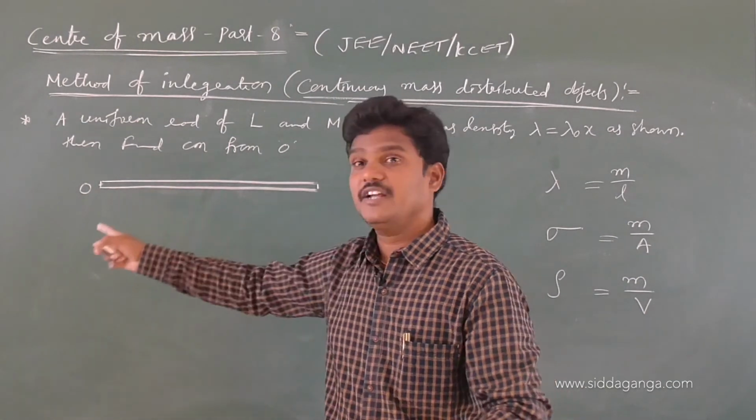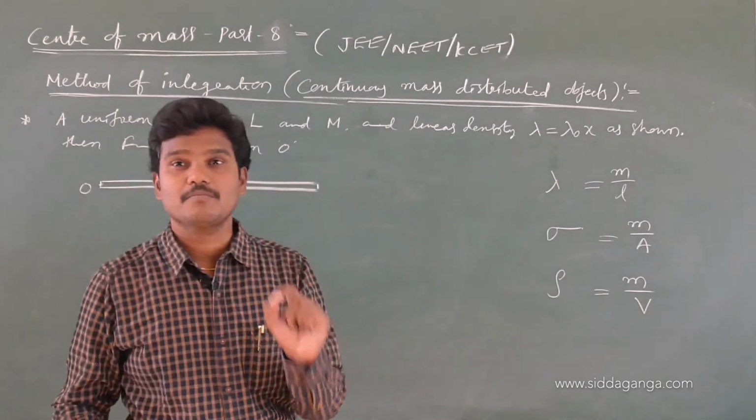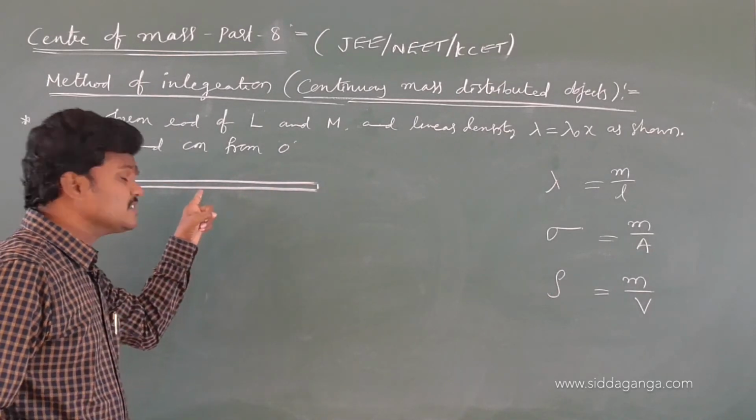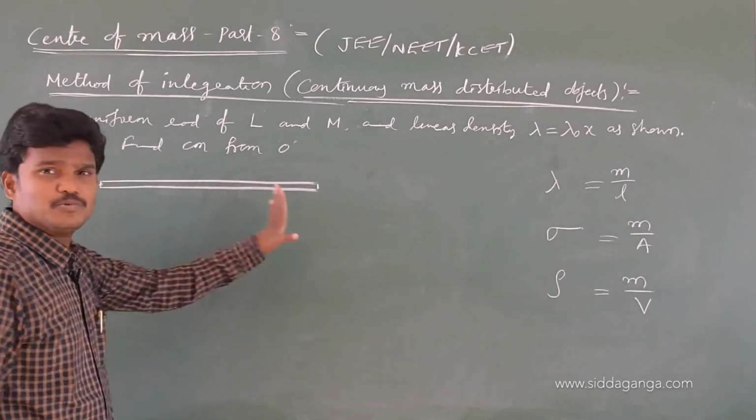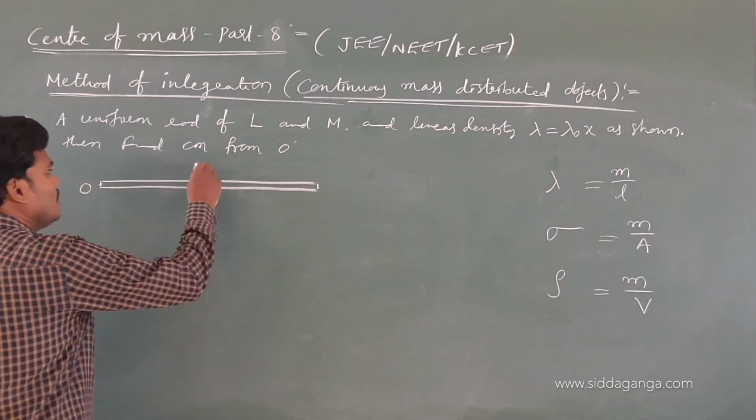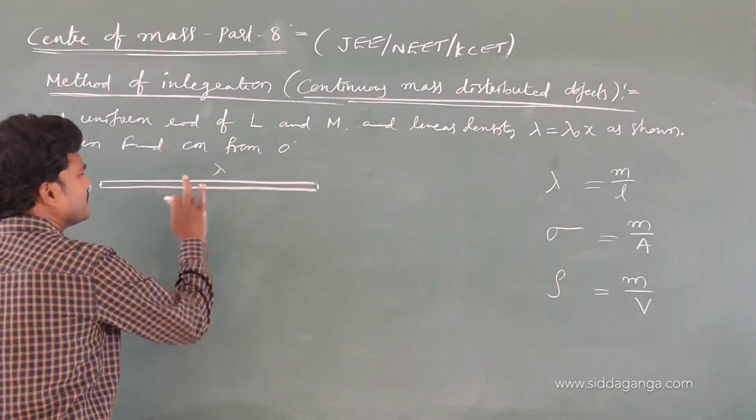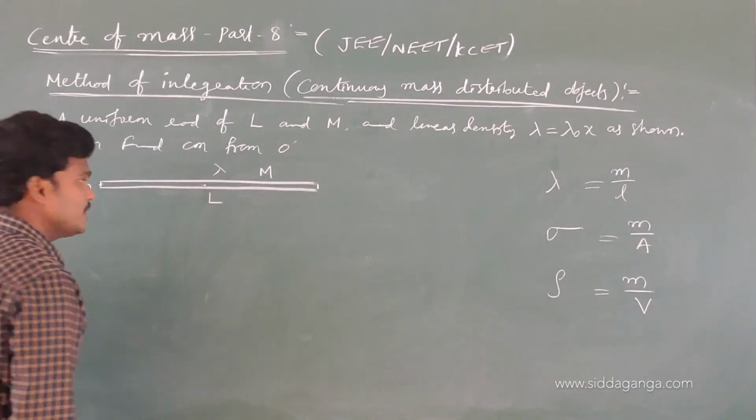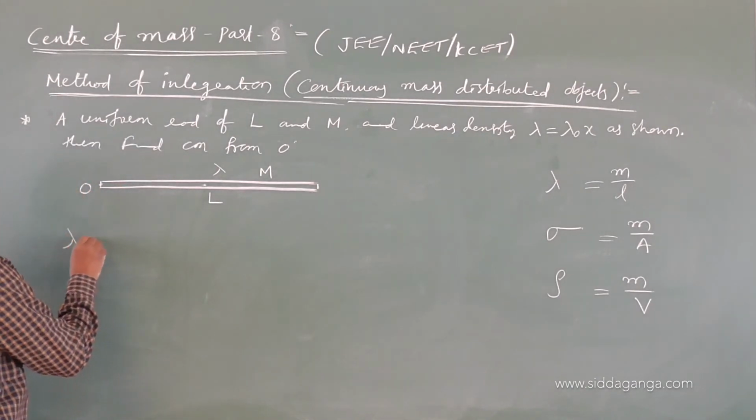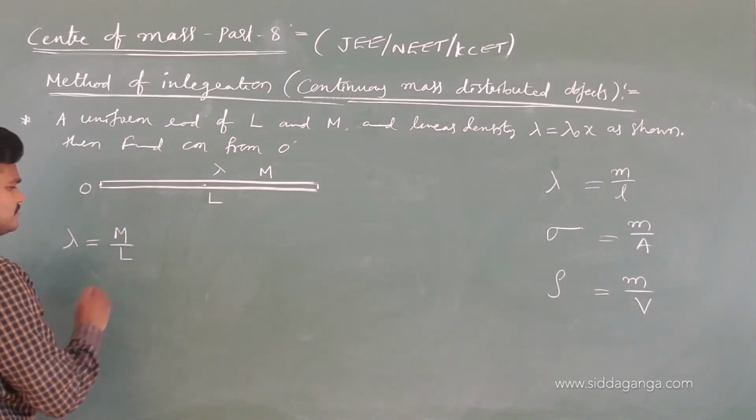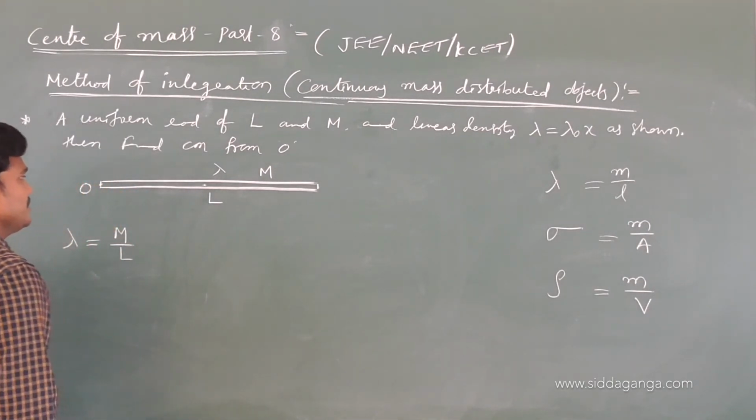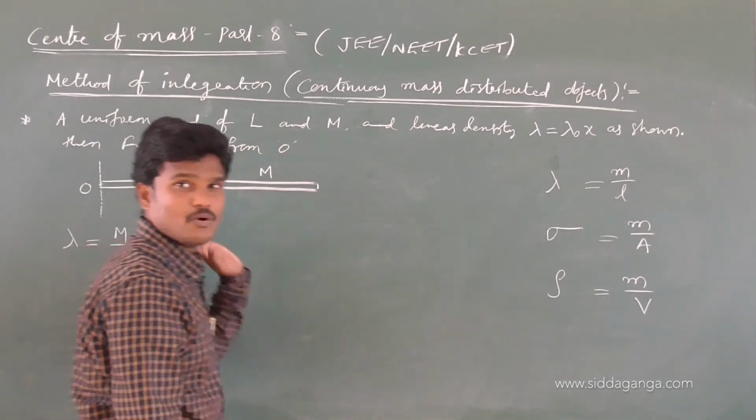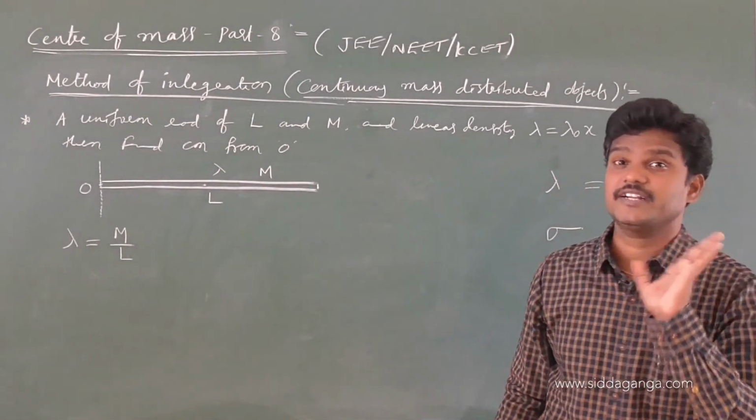Now the given object is a linear object, so it will have lambda, but that lambda is varying. If it were not varying, then the center of mass would be at the midpoint, L by 2, directly. L is the length, M is the mass, and lambda is mass per unit length. Now our target is to find the center of mass from O for this uniform rod with a non-uniform linear density.